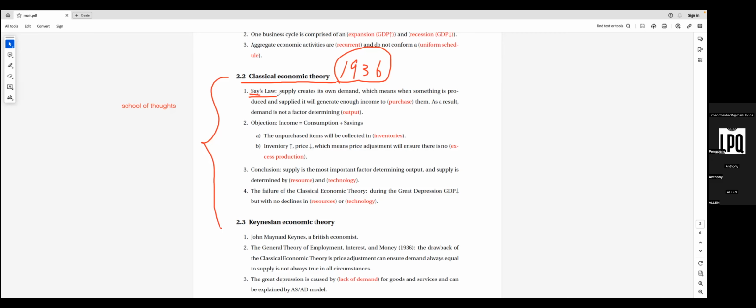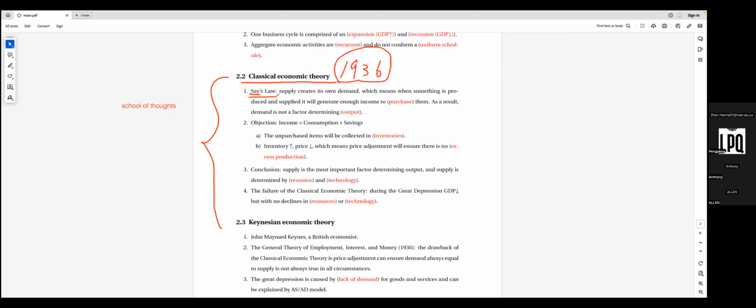By classical theory, by Say's law, how do they explain why we have business cycles? Based on Say's law, supply creates its own demand. That means any production activities that happen within your country for sure, 100% can generate income. And finally, why do people make income? Ultimately, people make money to spend it.